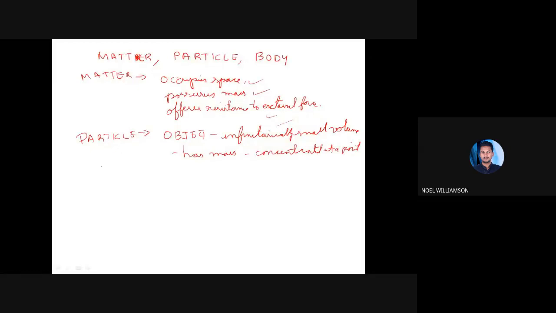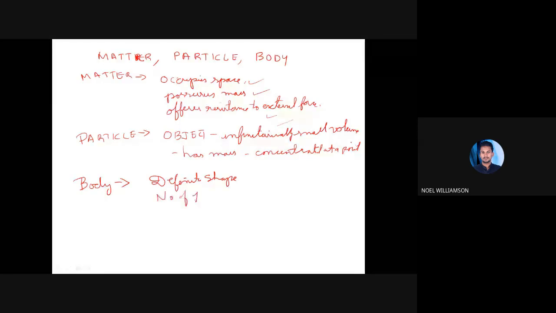That we can call a particle. Next, another case we can call a body. Let's see. So what is a body? A body is nothing but a combination of particles, or a group of particles. Particles all joined together make a body, such that it has a definite shape and consists of a number of particles. This is a body. It has a definite shape and constitutes a number of particles.